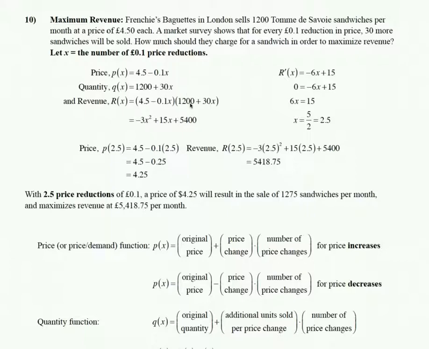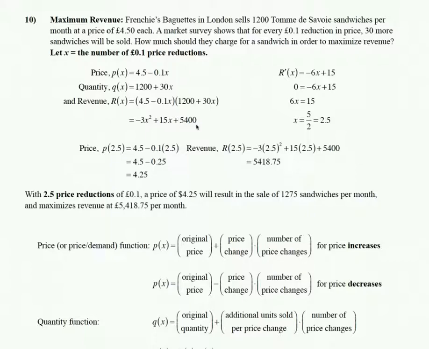4.5 times 1,200, that's the first terms. 4.5 times 30x, that's the outside terms. The inside terms would be negative 0.1x times 1,200, and then the last terms would be negative 0.1x times 30x. And when you multiply all of those and simplify, you get negative 3x squared plus 15x plus 5400. So that is our revenue function.